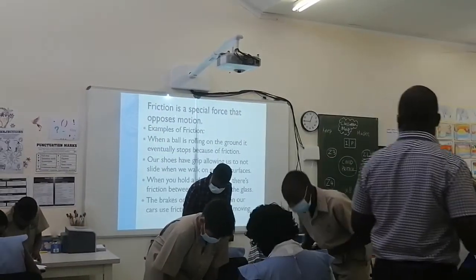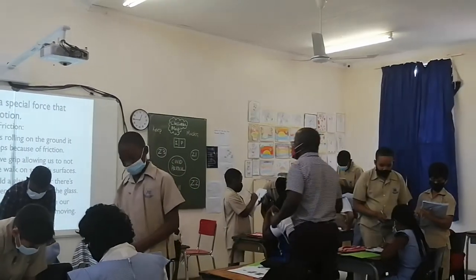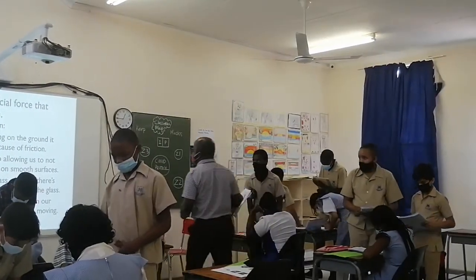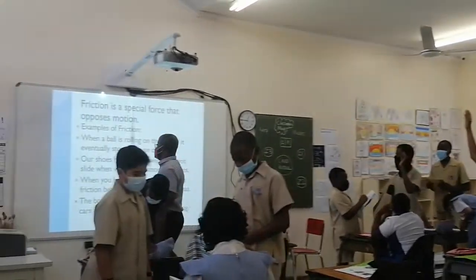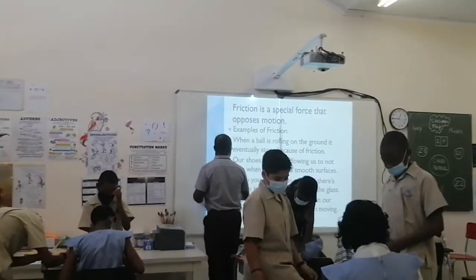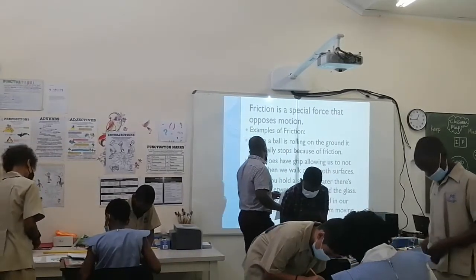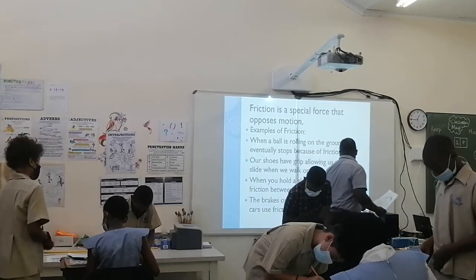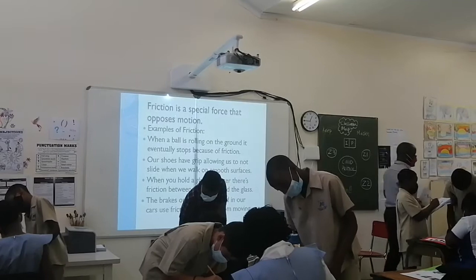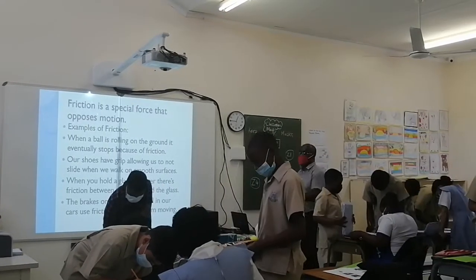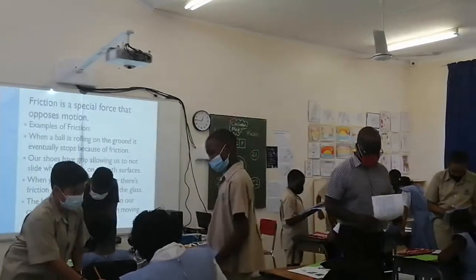When you hold a glass of water, there is what between your hand and the glass? There is friction. And lastly, the brakes on your bicycles and in our cars use friction to stop us from moving. Okay. So you can use any of those as typical examples. It's a very short worksheet, 3 minutes and you'll be done.